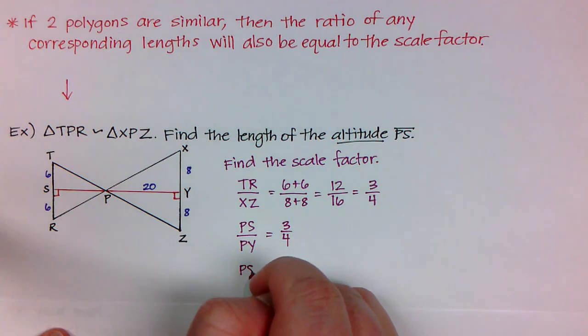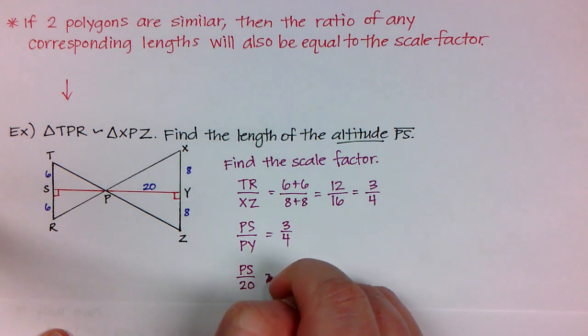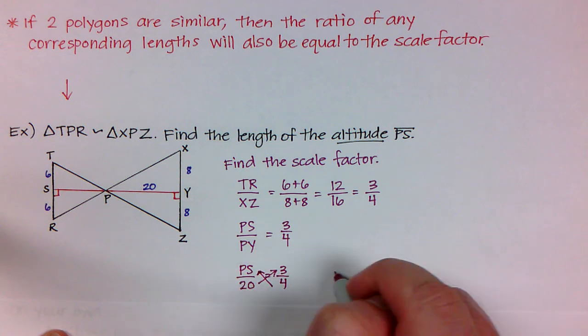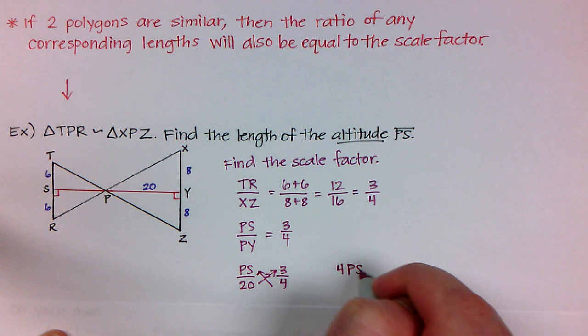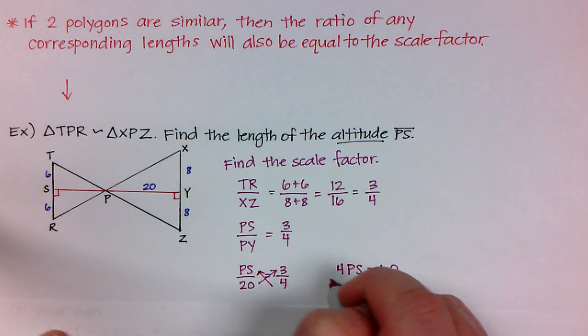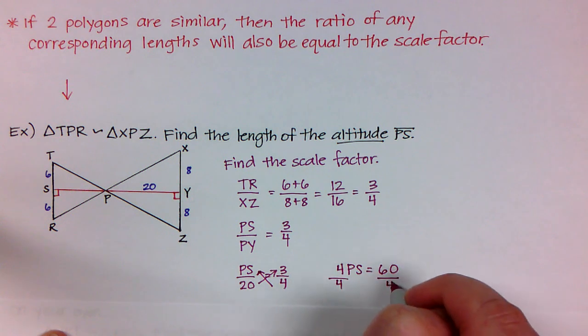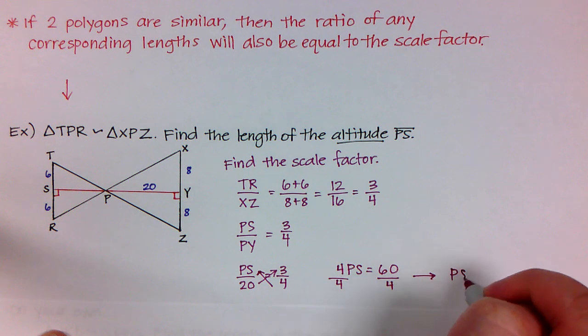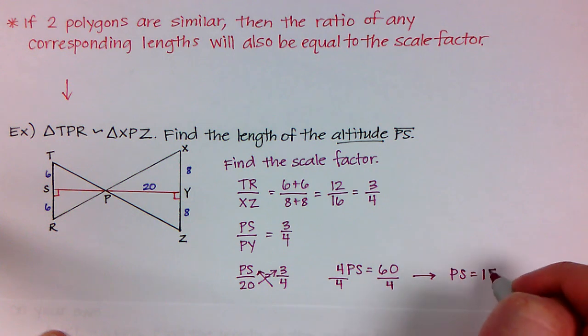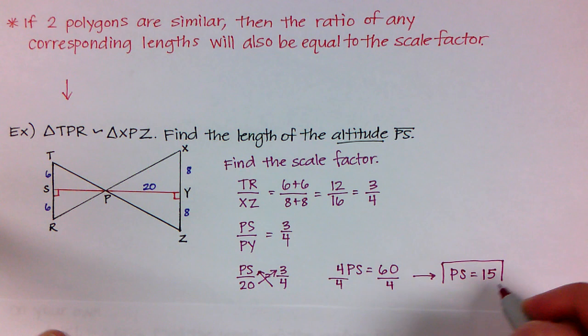For instance, we know that PS, which is what we're looking for, should compare to PY, the other altitude of the second triangle. And we know that that should be equal to 3/4, the scale factor for the whole triangle. And I know that PY is 20, so I'm going to substitute that in. So PS divided by 20 is equal to 3/4. I'm going to do some cross multiplying. So 4 times PS is equal to 60. And when you divide both sides by 4, we're going to find that PS is equal to 15. So there you go. I found the length of the altitude of the smaller triangle, and I'm done.